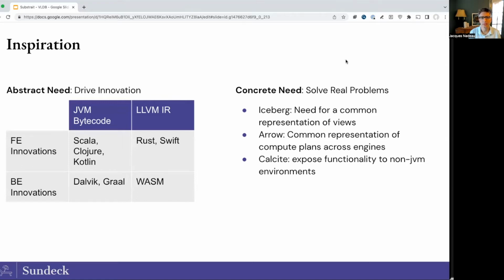The second thing was inside of the Apache Arrow project. The Apache Arrow project actually has several different compute engines. It has Gandiva, Acero, and DataFusion, which are all different approaches for how to solve generic compute kernels.